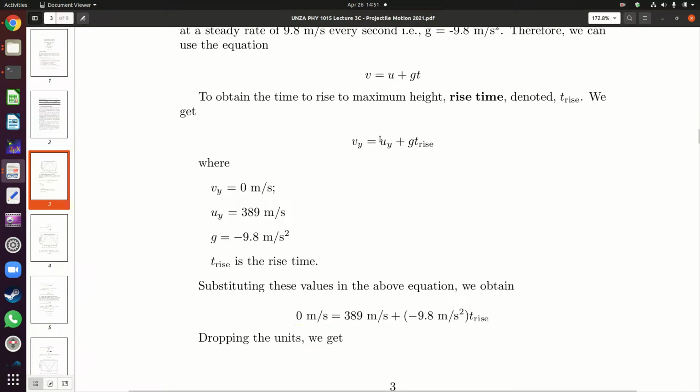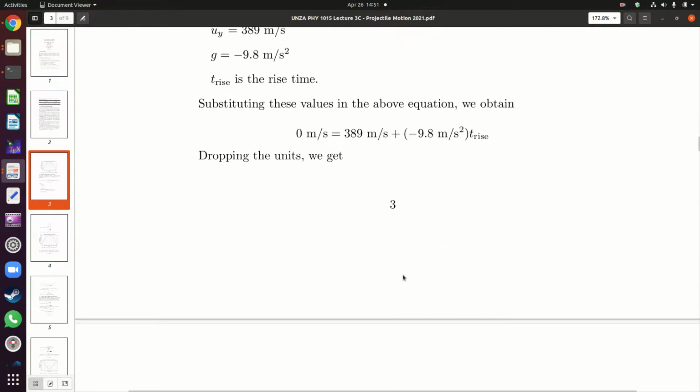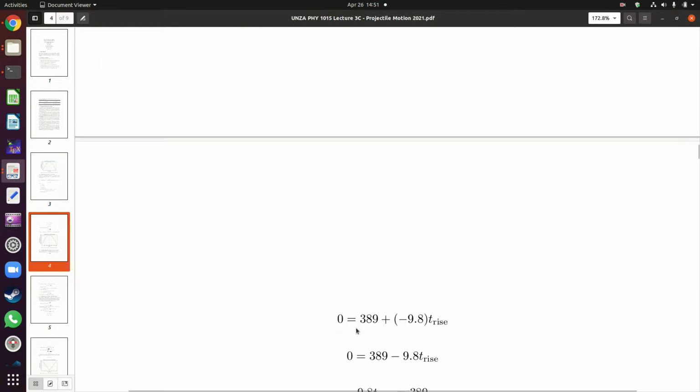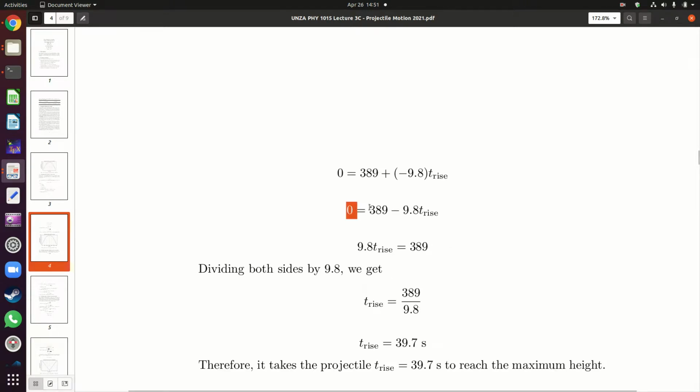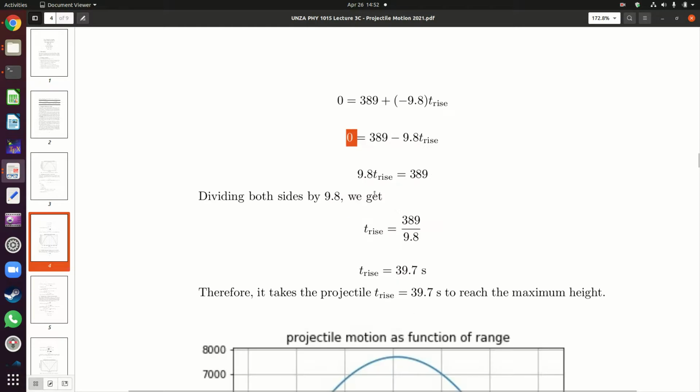The initial velocity in the y direction is 389 meters per second, then plus minus 9.8 multiplied by t rise. If you drop the units, you end up with 0 equals 389 plus minus 9.8 t rise. The plus and the minus give you a negative, so you end up with 0 equals 389 minus 9.8 t rise. You move the minus 9.8 t rise to the other side, so you have 9.8 t rise equals 389. Divide both sides by 9.8, and t rise is equal to 389 divided by 9.8. That gives you a t rise of 39.7 seconds.